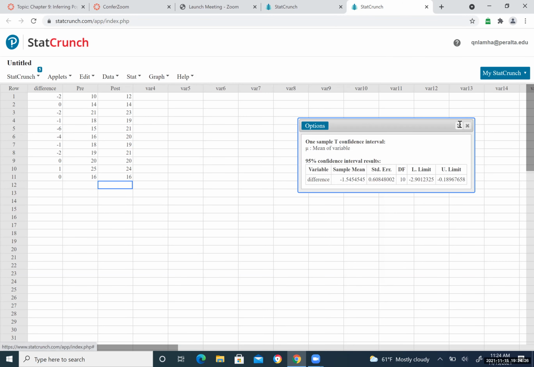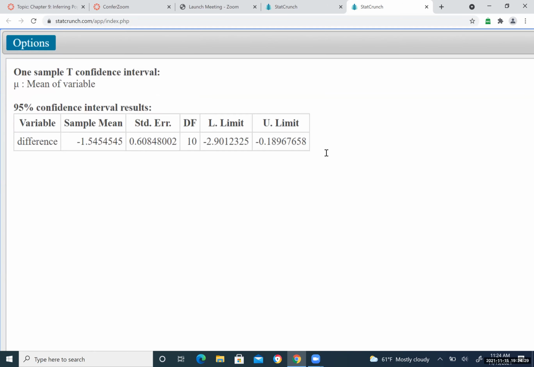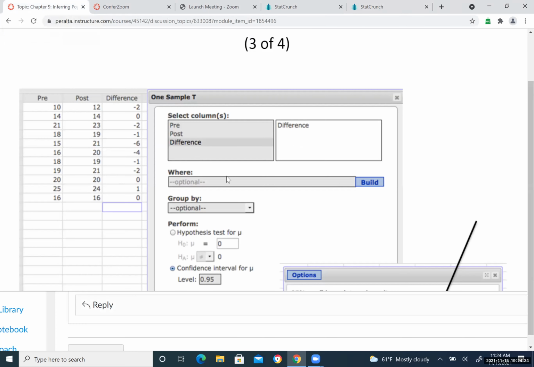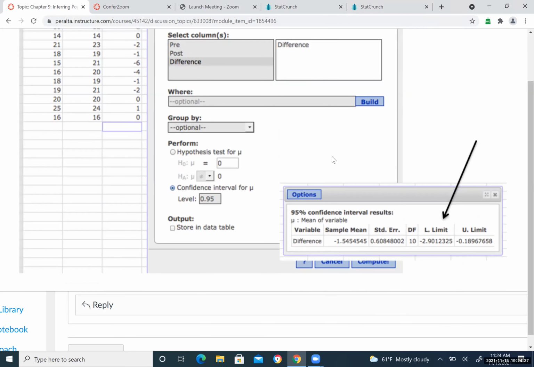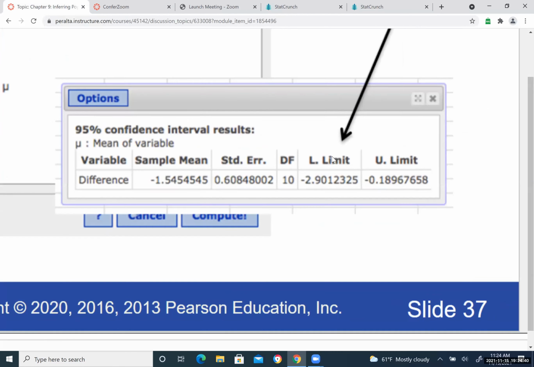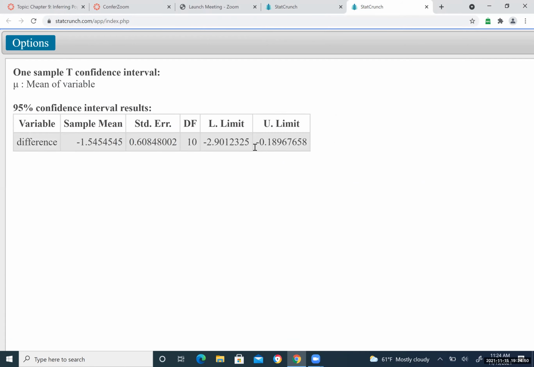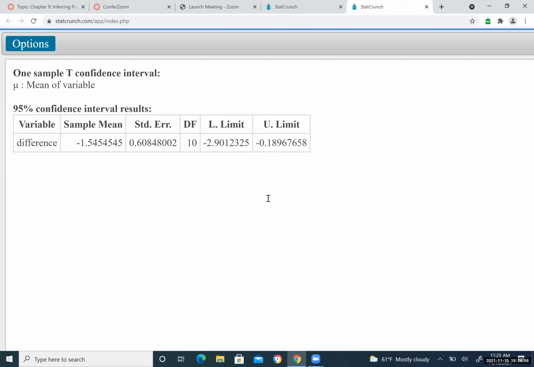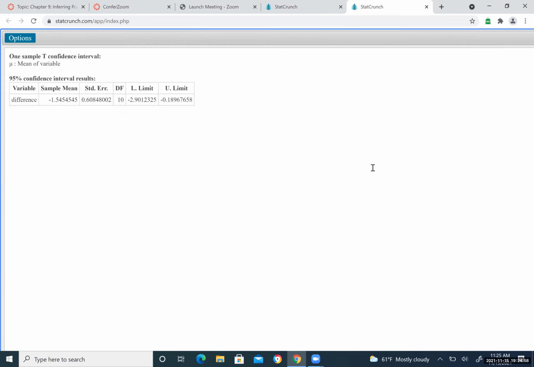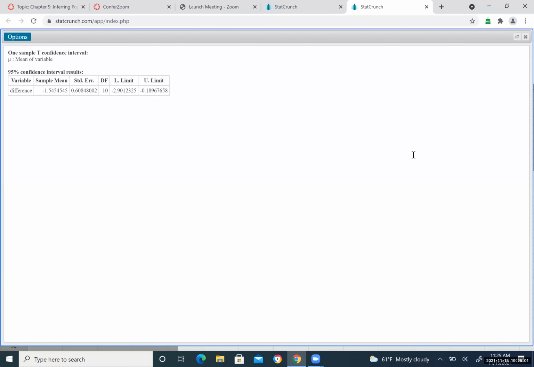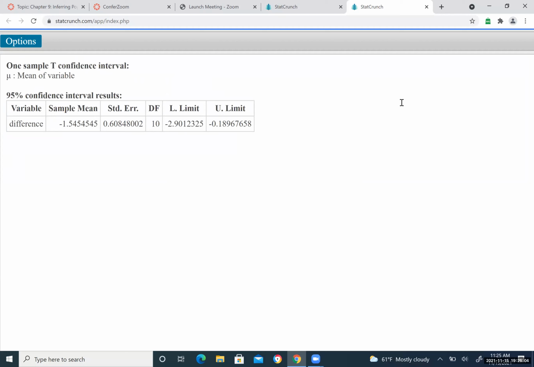So when we compute, we have negative values for the lower limit and upper limit. Let me check with the solution for this part. The textbook has what? Lower limit is negative 2.9, upper limit is negative 0.18. Let me check with mine. Negative 2.9, negative 0.18, okay. So we have similar results. No graphing for confidence interval.